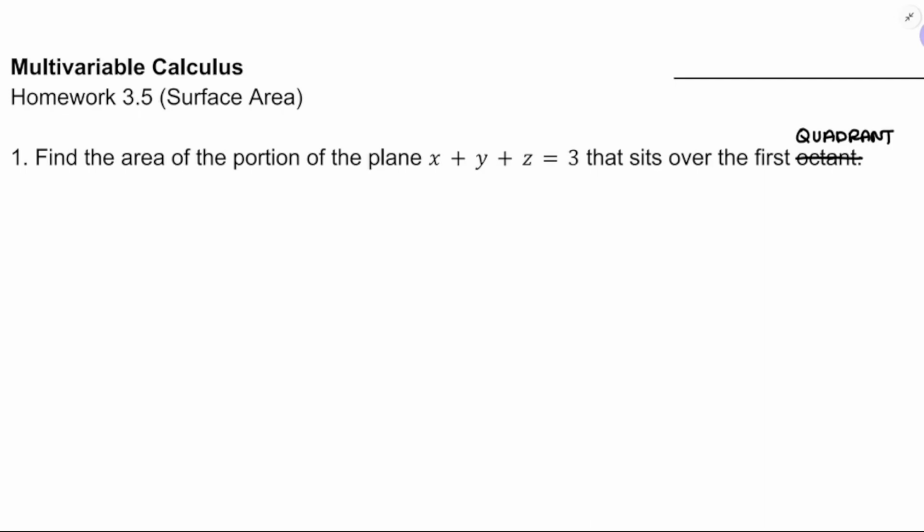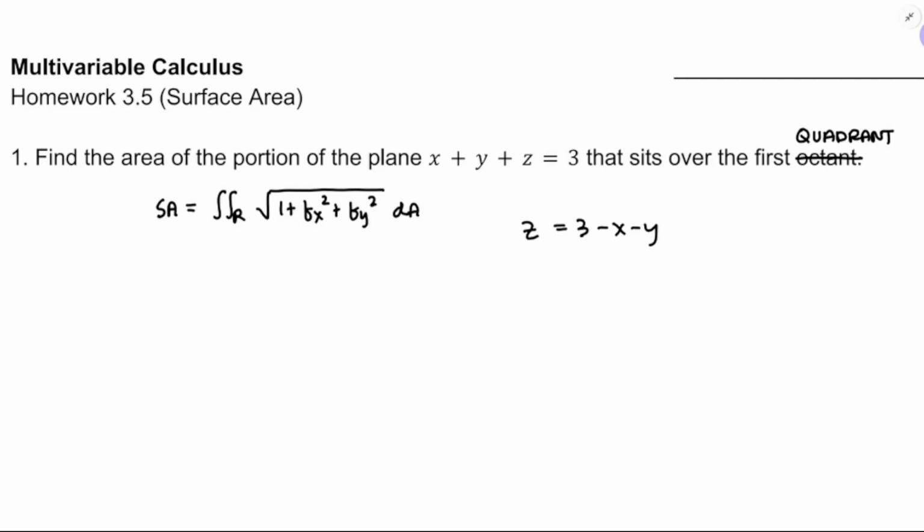Okay, I need to remind you that the formula for surface area is equal to the double integral over some region of the square root of 1 plus fx squared plus fy squared dA. So, I'm going to need to solve for z. z equals 3 minus x minus y. If I'm thinking about the first octant, that's where x and y and z are all positive.